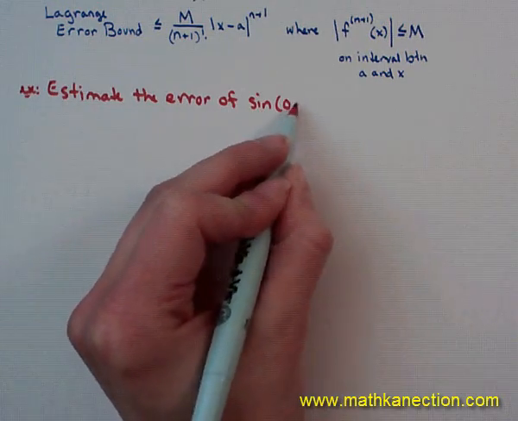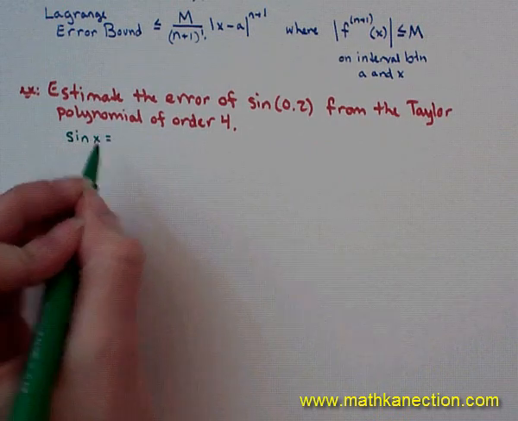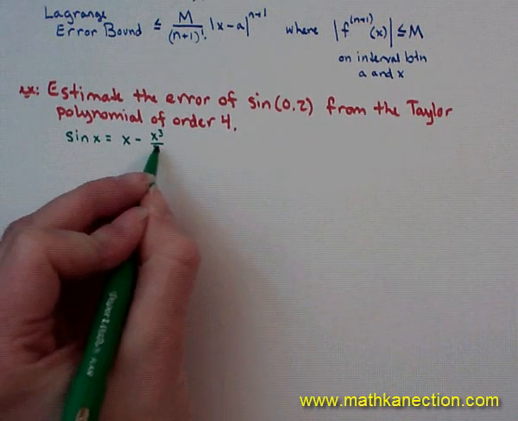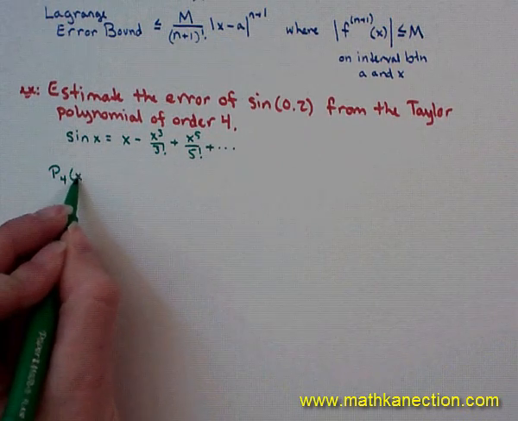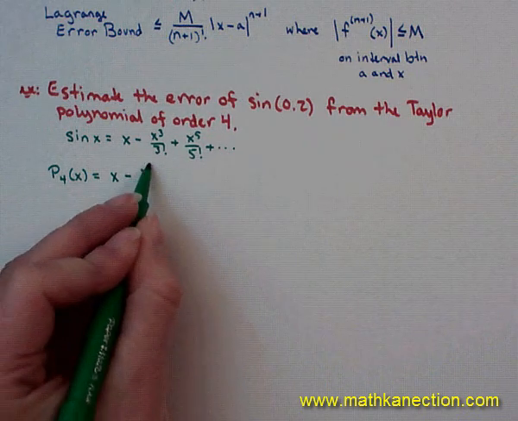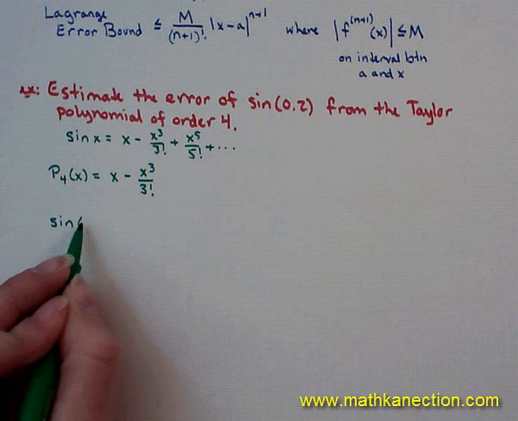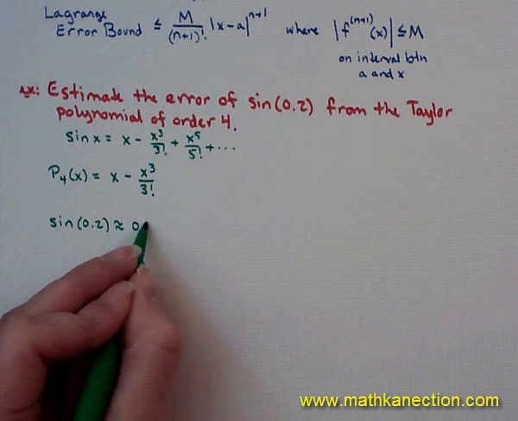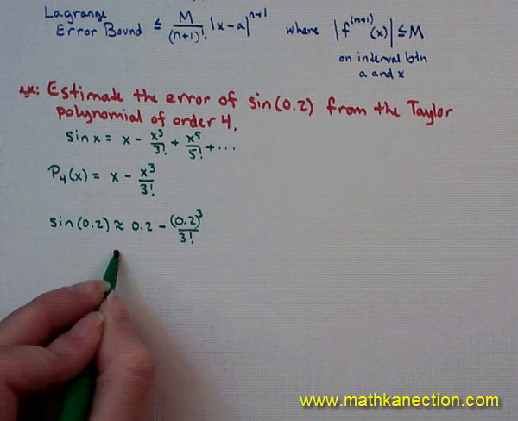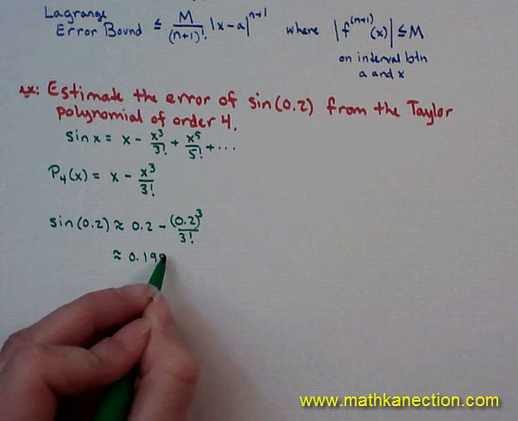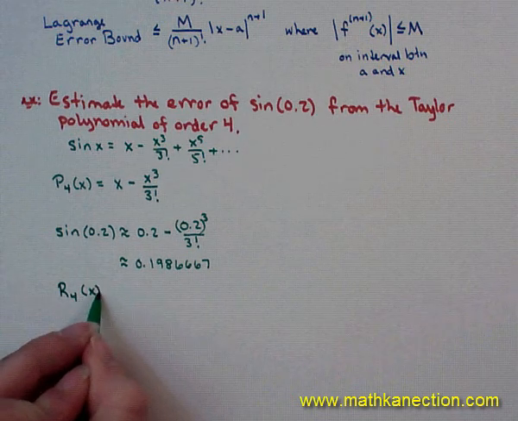So we're going to estimate the error of sine of 0.2 from the Taylor polynomial of order 4. So the polynomial of order 4 would be sine of x is approximately x minus x to the third over 3 factorial. So using that polynomial, sine of 0.2 is approximately 0.2 minus 0.2 to the third over 3 factorial, which calculating that is 0.198667. So the approximation for sine of 0.2 is 0.198667.